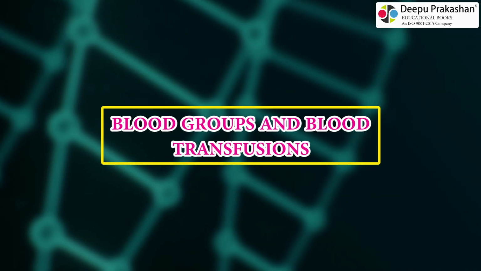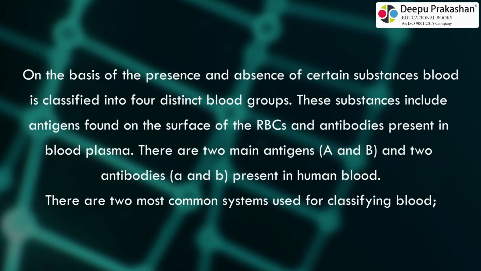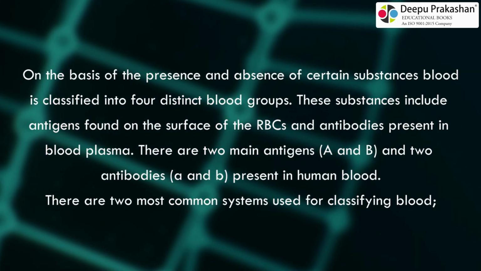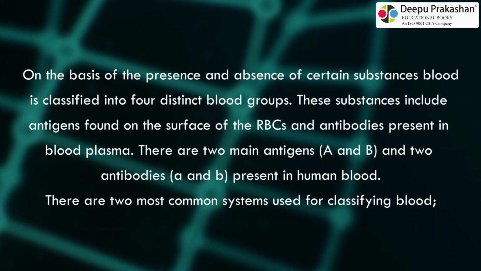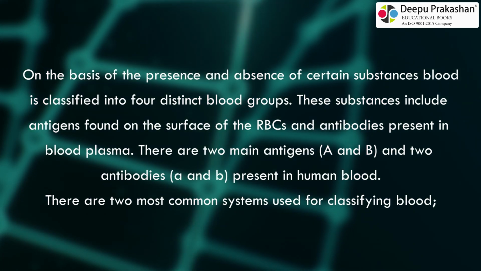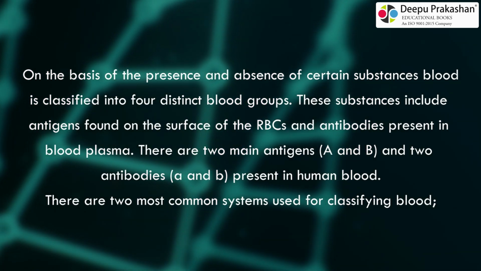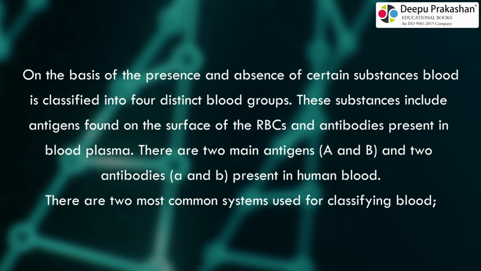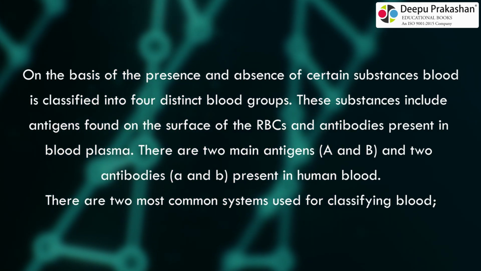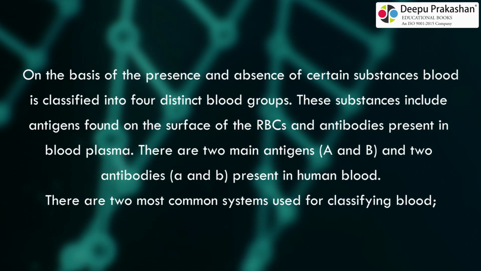Blood groups and blood transfusions. On the basis of the presence and absence of certain substances, blood is classified into 4 distinct blood groups. These substances include antigens found on the surface of the RBCs and antibodies present in blood plasma.